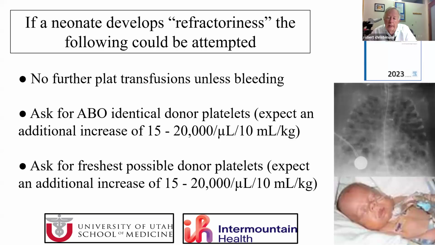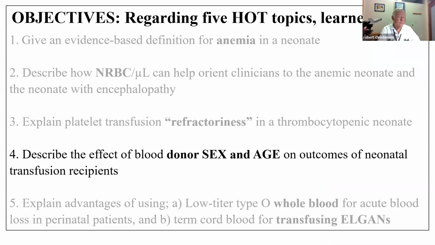Usually the management of the blood bank depends upon giving us the oldest platelets, those about ready to outdate, so as to manage their inventory wisely. But if we have a baby that is in need of a transfusion and the transfusions are doing very little, we're asking for the very freshest platelets in the blood bank, and they're giving them to us. And there we're seeing an additional increment of 15 to 20,000 per microliter for every 10 ml.